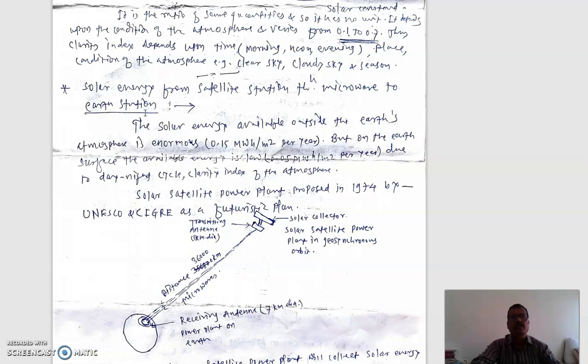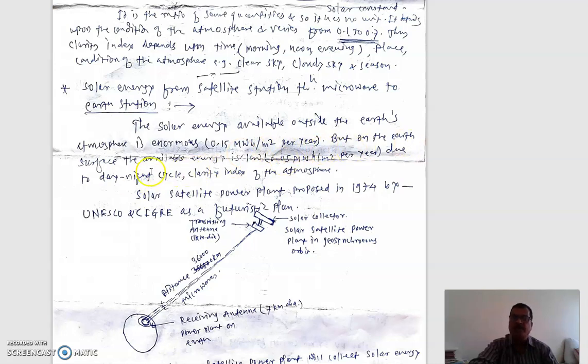This was asked as a broad question earlier. Solar energy from satellite station to microwave to the earth station. The solar energy available outside the earth's atmosphere is enormous. Outside the Earth we get solar energy 24 hours. That is about 0.15 megawatt hour per meter square per year.